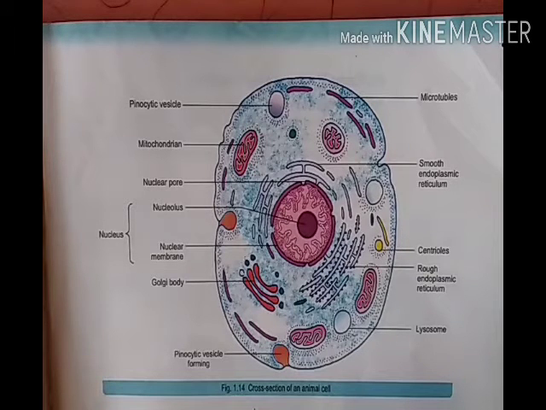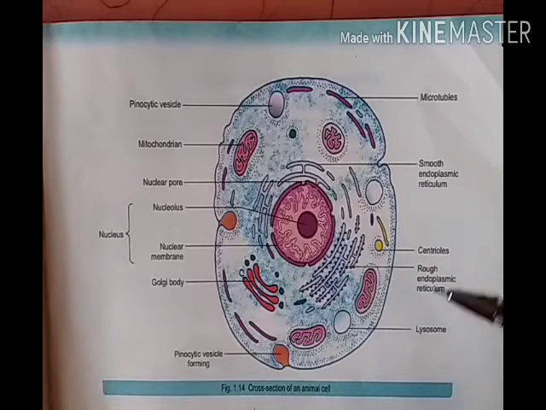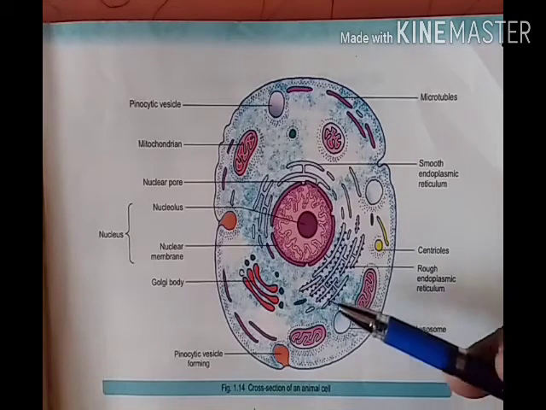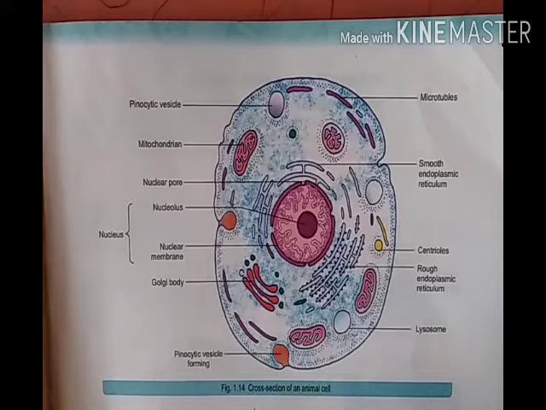Membranous organelles are a characteristic feature of eukaryotes only. Eukaryotic cells have these kinds of membranous cell organelles. In prokaryotic cells, these membranous cell organelles are absent. As you know, this is the basic difference between prokaryotic and eukaryotic cells. Eukaryotic cells have these membrane-bound cell organelles, but in prokaryotic cells, these organelles are absent. No organelles are found in prokaryotic cells except ribosomes.